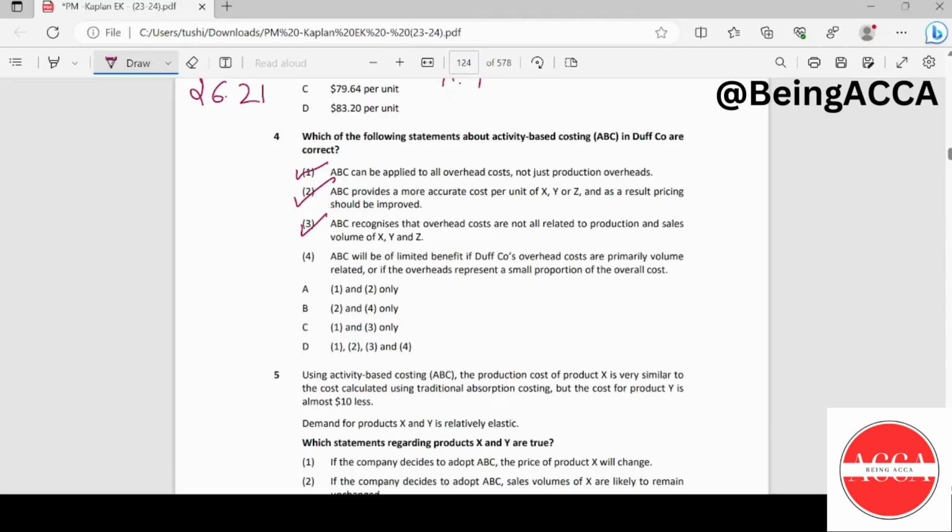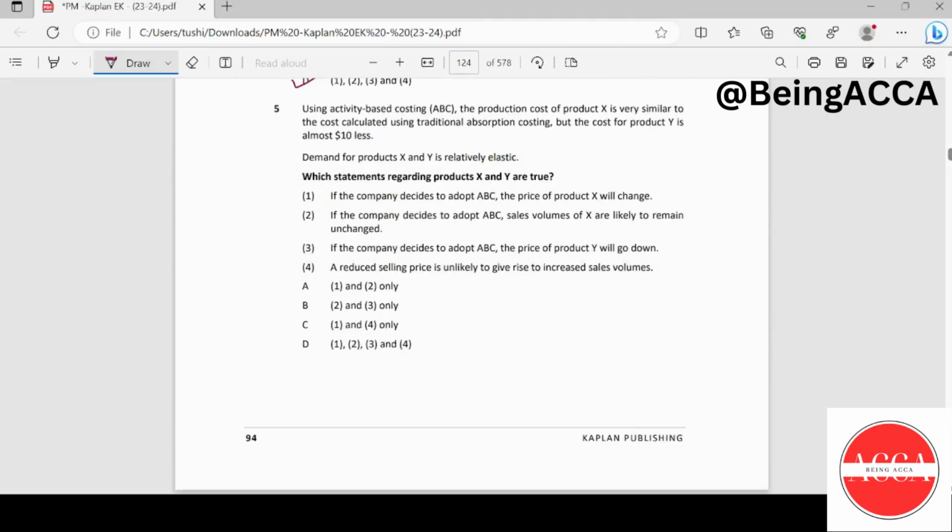And again, if the overheads are very small, then it is not very beneficial to use ABC because ABC is costly in implementing because you have to find out how much is what cost and what is the driver for that cost. So yes, this point is also correct, and that makes my answer D. All the statements over here are correct. Moving on to the last question.